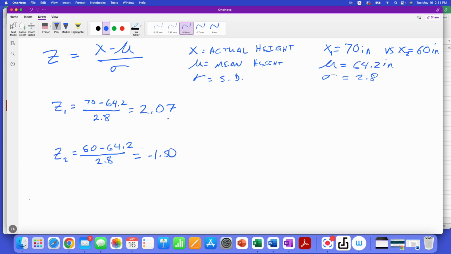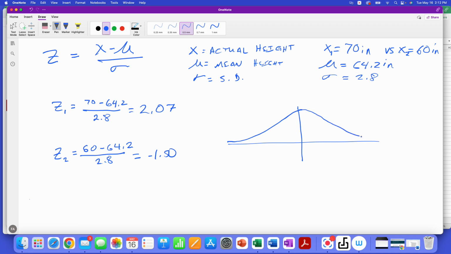So what does this mean? It means that someone who is 70 inches tall is more than 2 standard deviations outside of the mean. So how is that information useful to us? Well, let me just draw out my bell curve here.